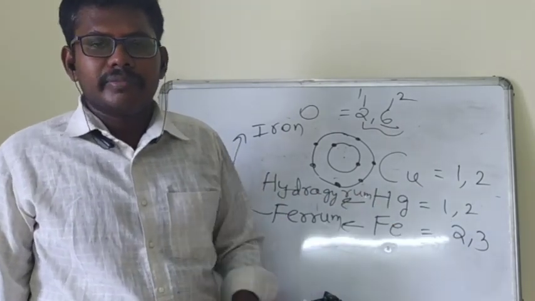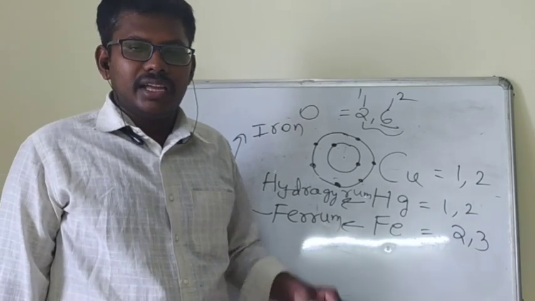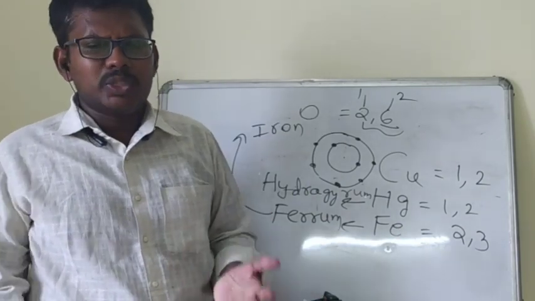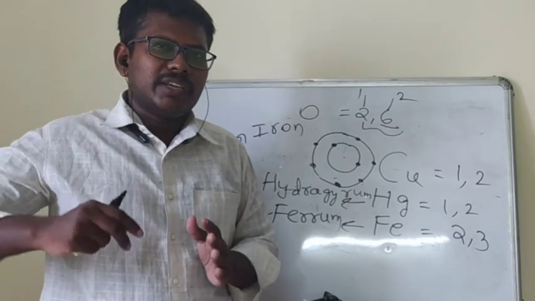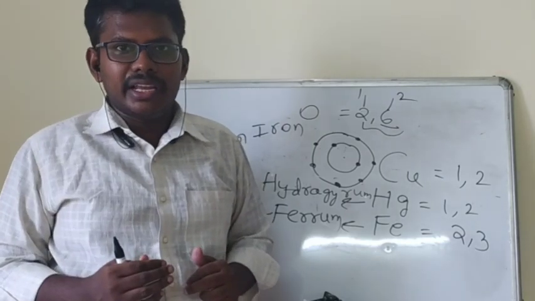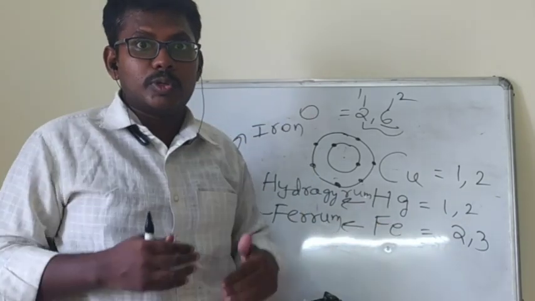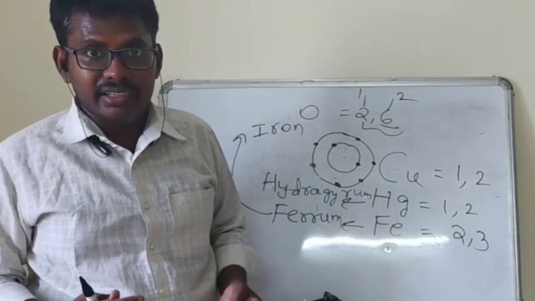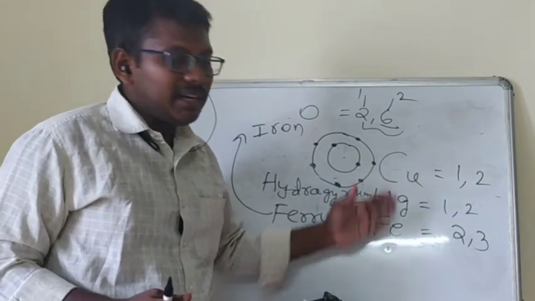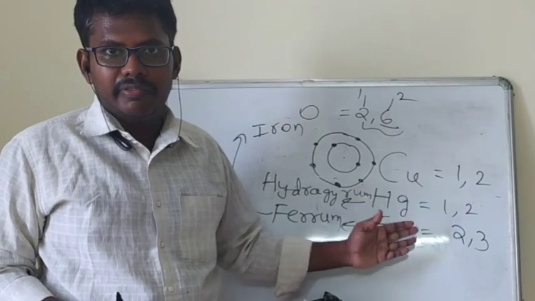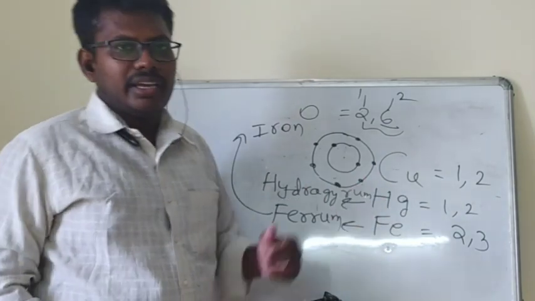Why? Because electrons present in the inner shells also participate in the chemical reaction. Actually, electrons present in the outermost shell participate in the chemical reaction. But in some elements, electrons present in the inner shells also participate in the chemical reaction. That is the reason these elements have variable valency.